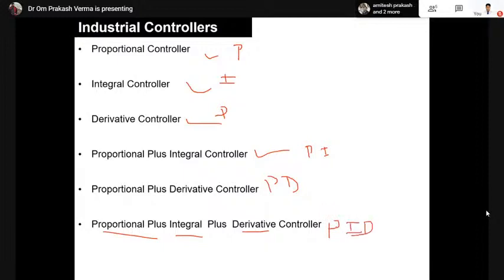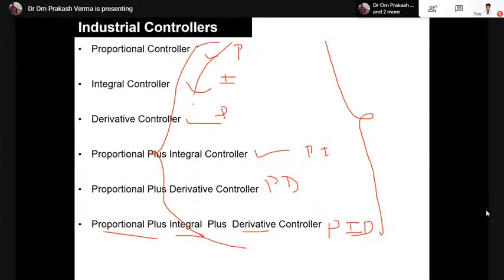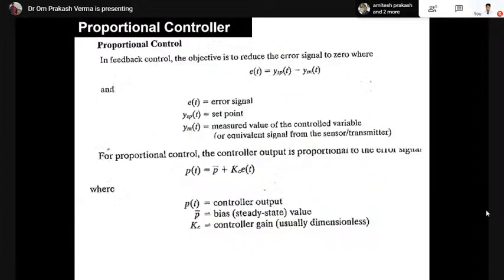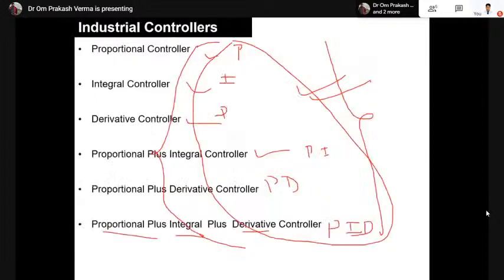So, as a control engineer, if you want to make your career in control systems, then you have to know this part very, very strongly. You have to make this part very strong. Okay, so now come to this section.